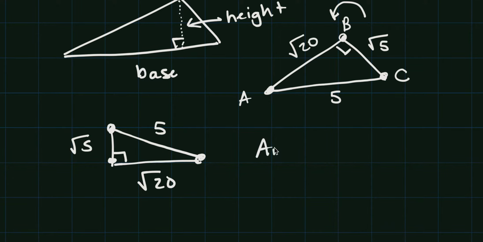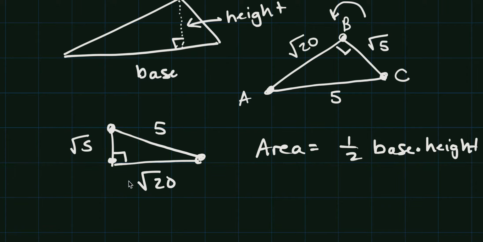So the area of this triangle is 1/2 base times height. And now we can let this be the base. So this is 1/2 square root 20 times the height. And the height is going to be the square root 5.